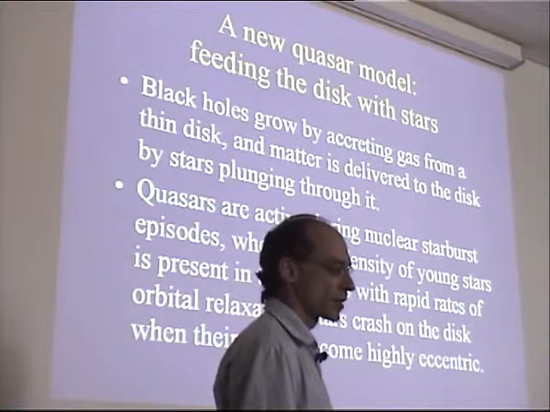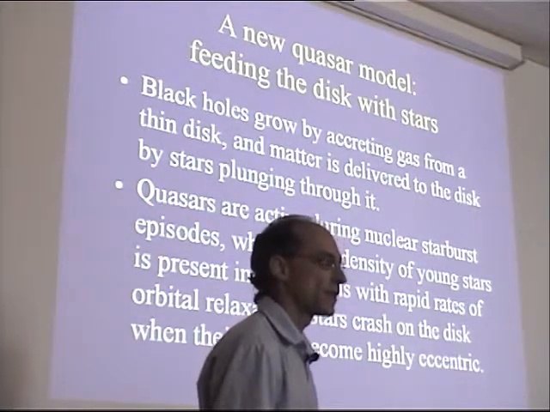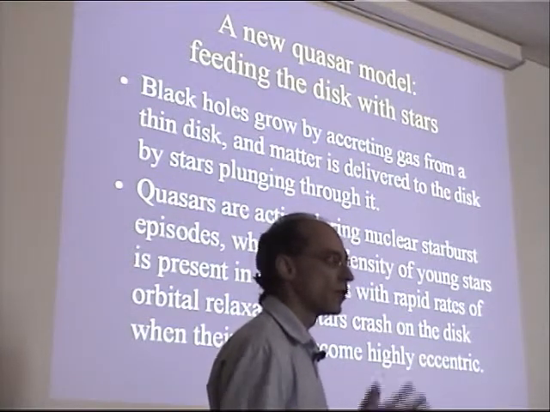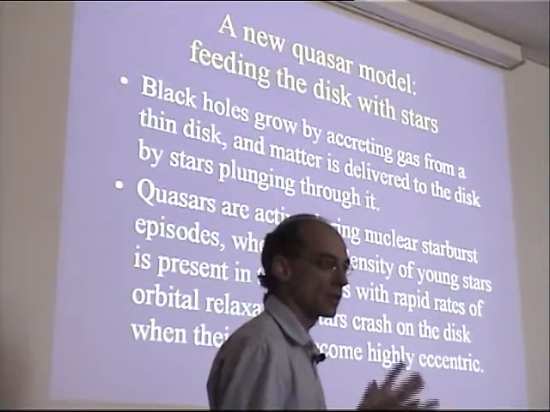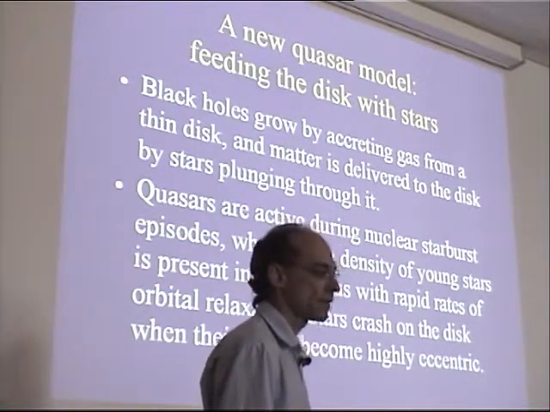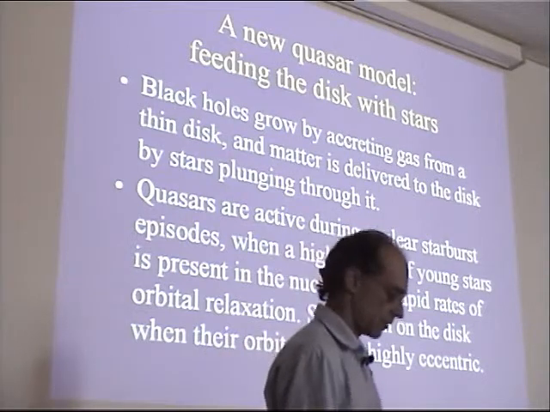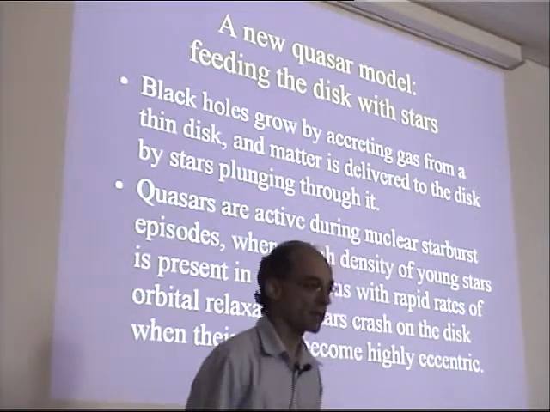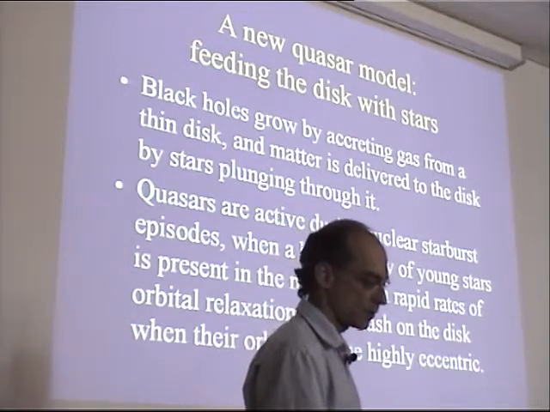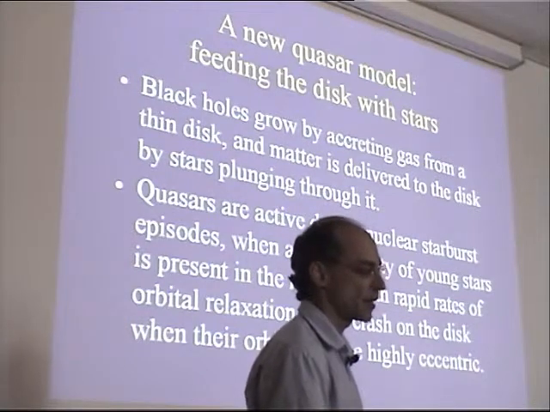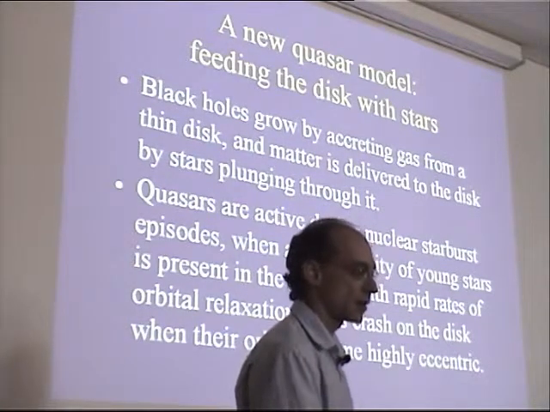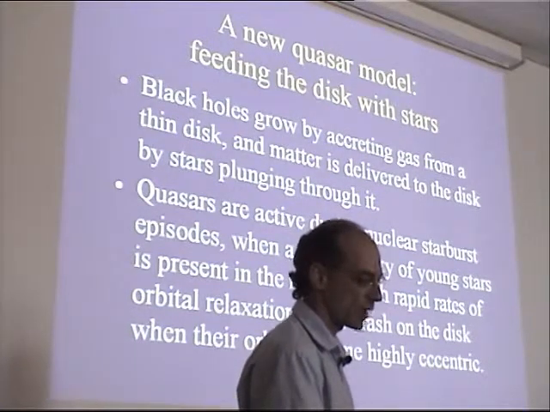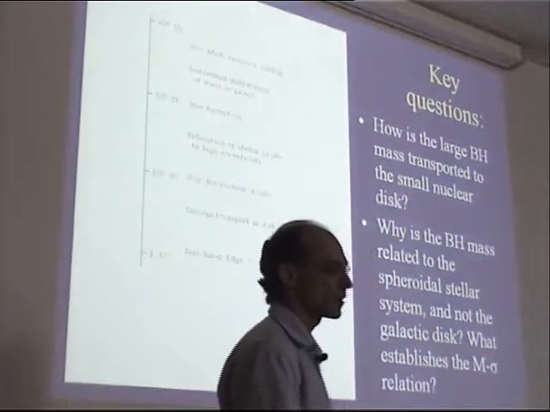During these episodes of nuclear starbursts, you'd have a very high density of these young stars, and this high density is what you would require to have enough material going into a central accretion disk, just delivering matter to this disk from stars and having the quasar shining. So stars would crash on the disk when their orbits become highly eccentric, just by the same process by which, for example, extreme mass ratio events are produced. You have stars undergoing random orbital variations. Then the way they go to the center is by going to high eccentricity and being captured near pericenter.